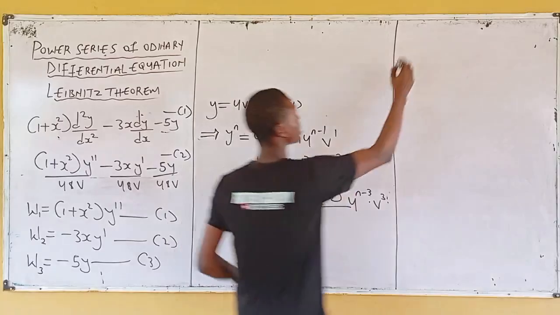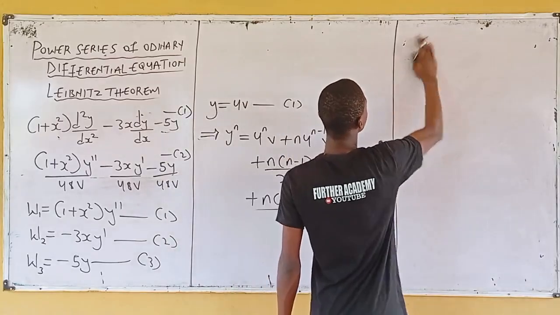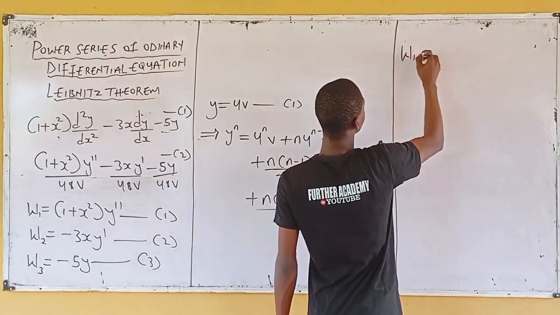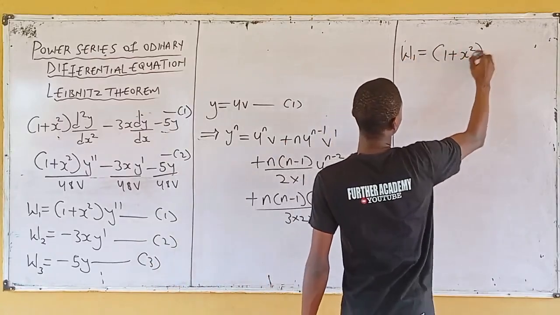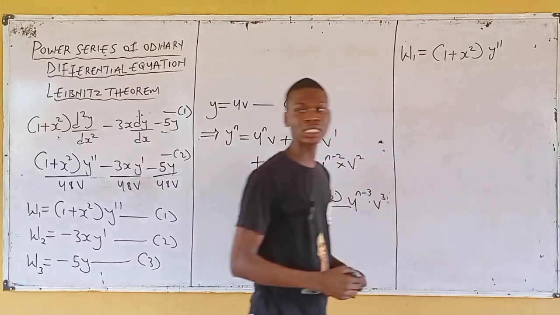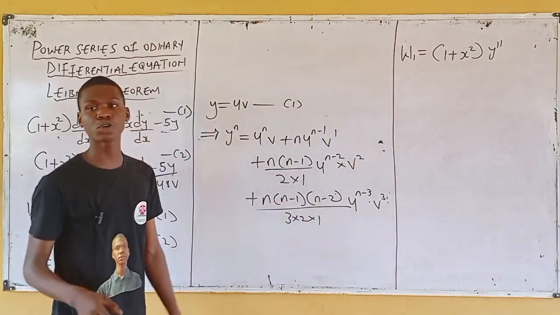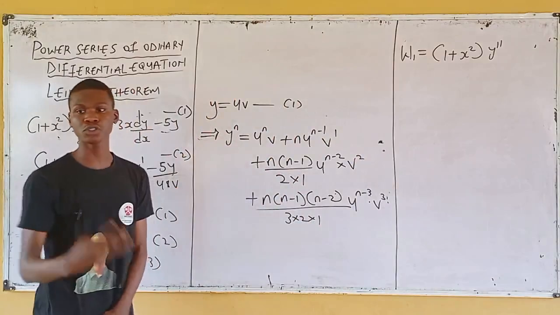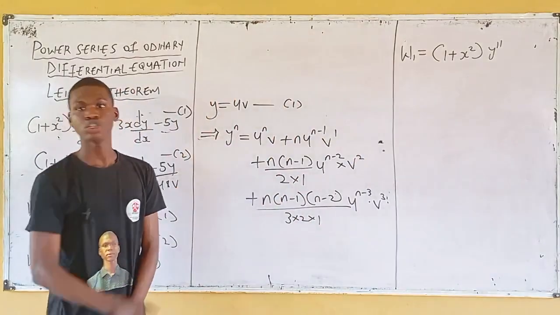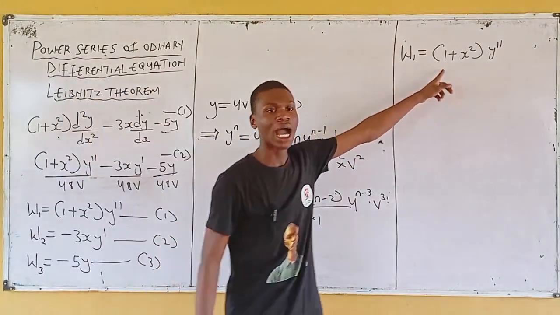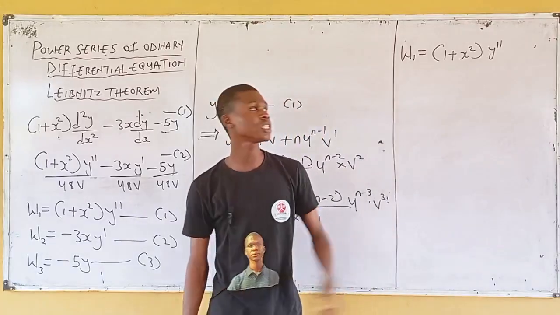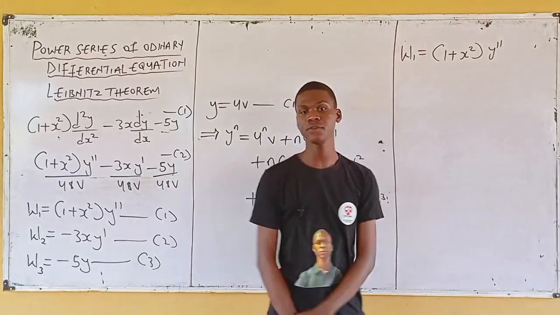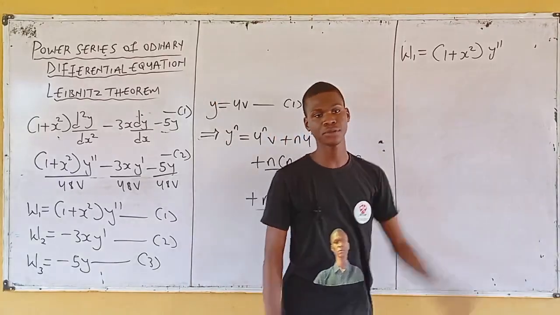Substitute, right? So you are saying that given that w1 is given as 1 plus x squared multiplying y prime prime, I want to implement this equation. From this formula, I'm having two functions which are what? u and v. Meaning I need to identify my u and I need to identify my v. The question is, what is my u and what is my v? Or how do I identify my u and v?